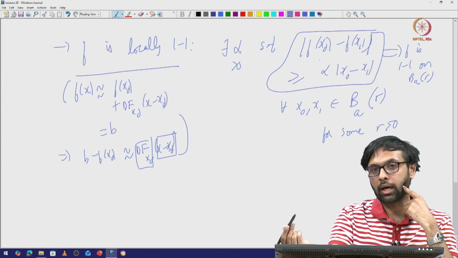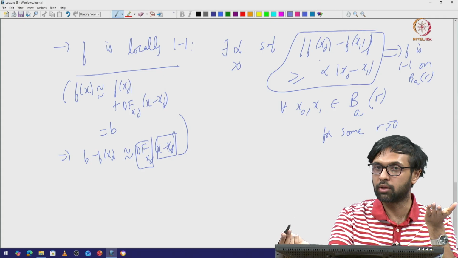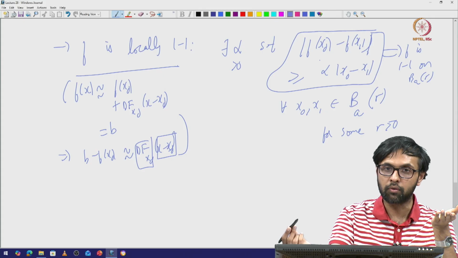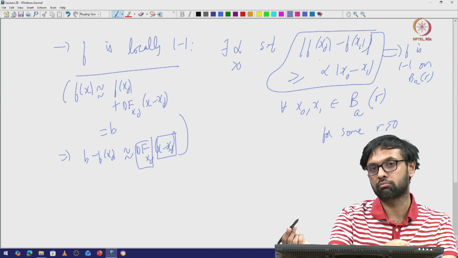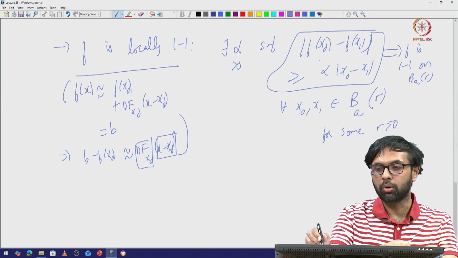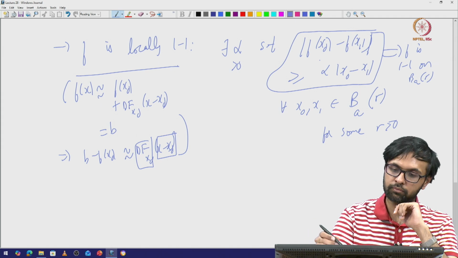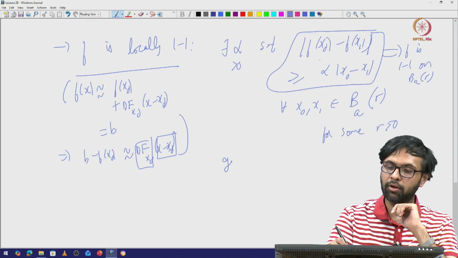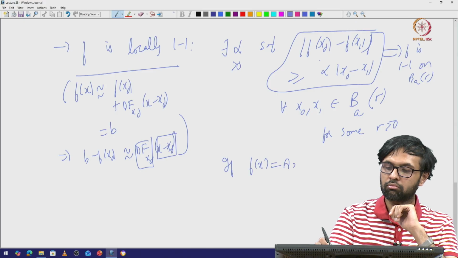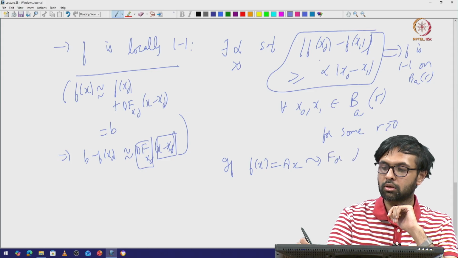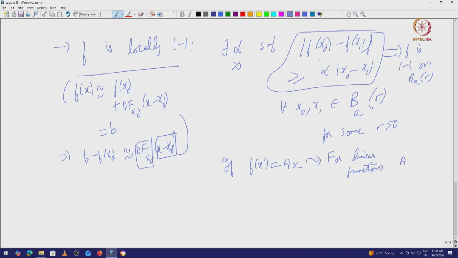Why would the stronger thing help? It could potentially help if, for example, whilst proving that f inverse is continuous. Why would you even expect this sort of thing to be true? This is not obvious, right? So suppose f of x is ax, that is, for linear functions where A is invertible. Why is it true even in this case? Let's call this star. Why is star true even in this case?